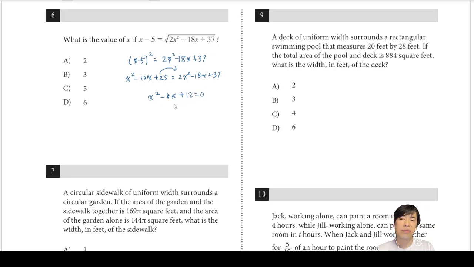You can simply factor this one. So you can factor it like (x minus 6)(x minus 2) is equal to 0. So x is either 6 or 2. Okay. So when you look at these answer choices, there's 2, there's 6. So what is really the answer?